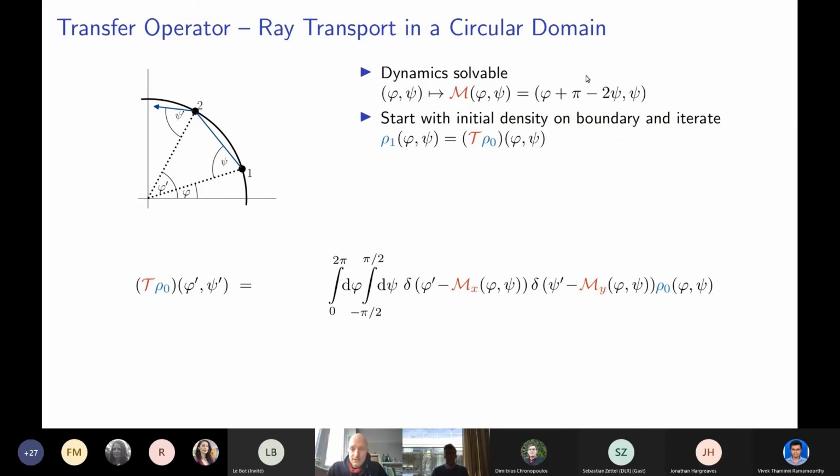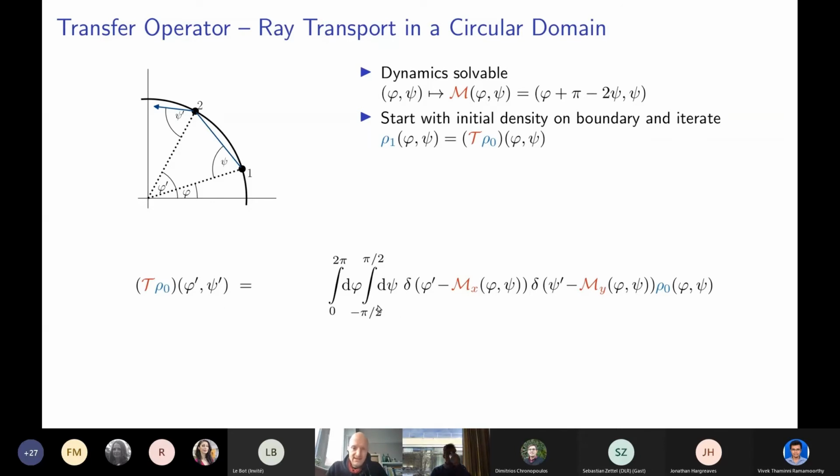Well, we have this equation here for single rays, and now we want to have this operator T, which maps densities forward throughout the domain. What does this mean? This means we start with a density, and it gives us a certain weight at a specific point of phi and psi, but we want to know what is the weight after one iteration at a specific position phi prime and psi prime. And it turns out you can write the action of this operator in terms of this equation. This is called the Frobenius-Perron equation, and therefore this operator is often called the Frobenius-Perron transfer operator.